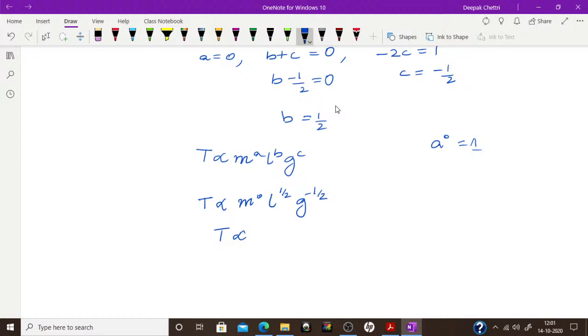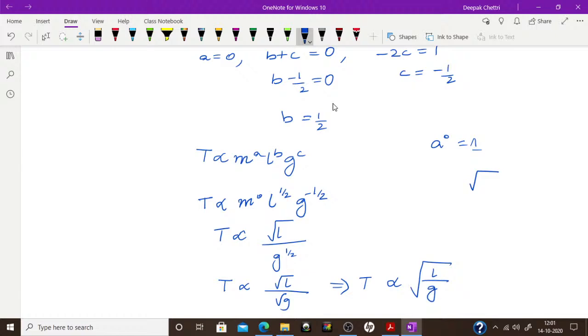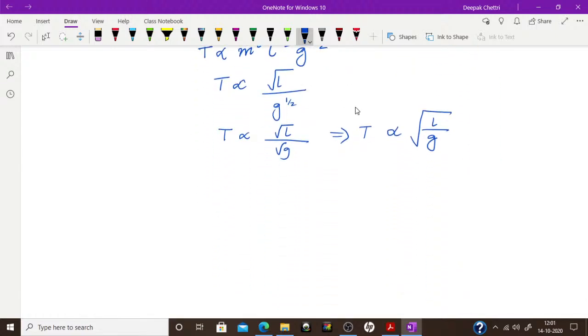What is the meaning of half? To the power half means root, so this will be root l. Now g to the power minus half: if I take it to the denominator, minus will change to plus, so you will get this. Together I can write root l by root g. So t is directly proportional to root of l by g. This tells us that t depends on l and g by this relation.